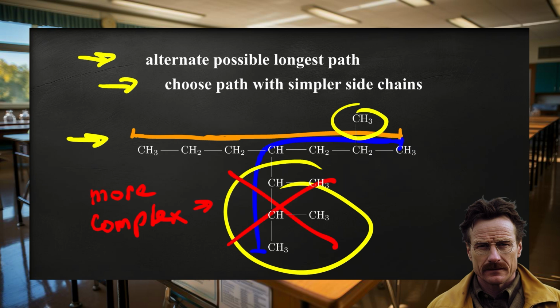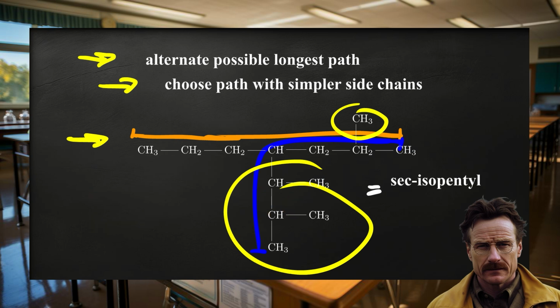If we pick this other path, we would get 1 methyl group and a complex branched side chain. This branched side chain does have a name. It's called a sec-isopentyl, for those who are interested. Sometimes in chemistry, you will be required to use these more complicated names. But for this class, I just want you to know it exists.